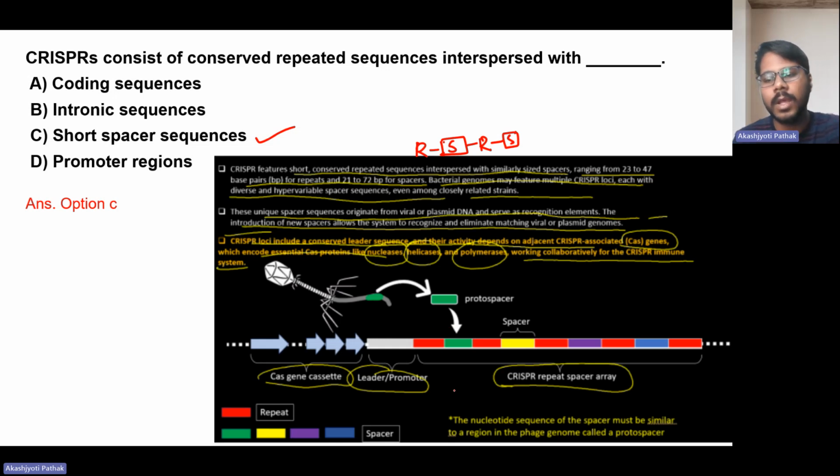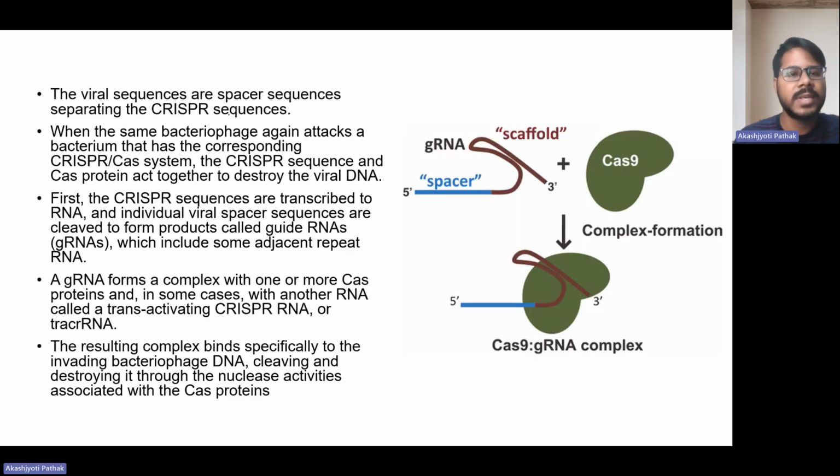Okay. So here also the nucleotide sequence of the spacer must be similar to a region in the phage genome called protospacer. When this sequence is present in the phage genome, it is called protospacer, and when it is incorporated in the bacterial genome, it is called the spacer. So the viral sequences are the spacer sequences separating the CRISPR sequences. When the same bacteriophage again attacks a bacterium with the corresponding CRISPR-Cas system, the CRISPR sequence and Cas protein act together to destroy the viral DNA.